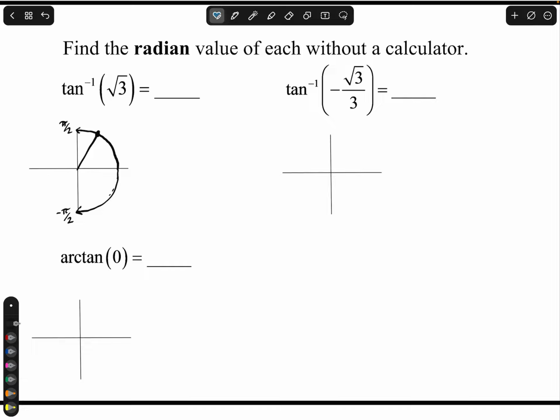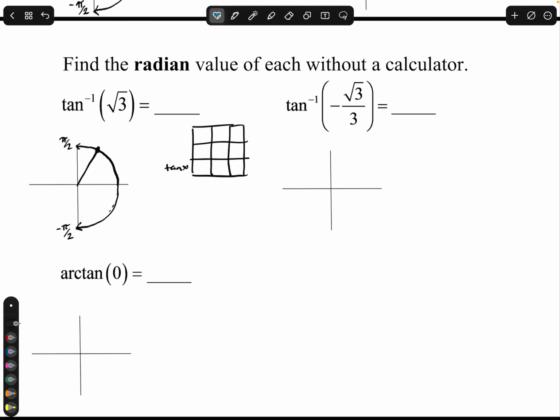If you look at your 1, 2, 3, 3, 2, 1 chart, if you're using that, we know that it ends up being right over here. This was our pi over 3 angle, and this is where the square root of 3 was, if you're referring to that. So this is a pi over 3 angle. Our answer here then would be pi over 3.